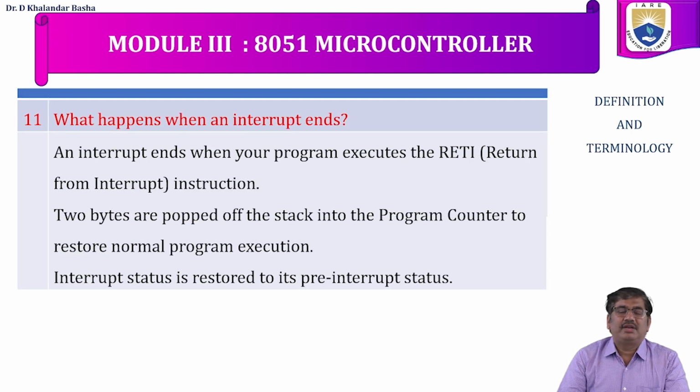What happens when interrupt ends? An interrupt ends when your program executes the RETI instruction. RETI is the last instruction we have to write in any ISR. 2 bytes are popped out from the stack into the program counter to restore the normal program execution. Interrupt status is restored to its pre-interrupt status.